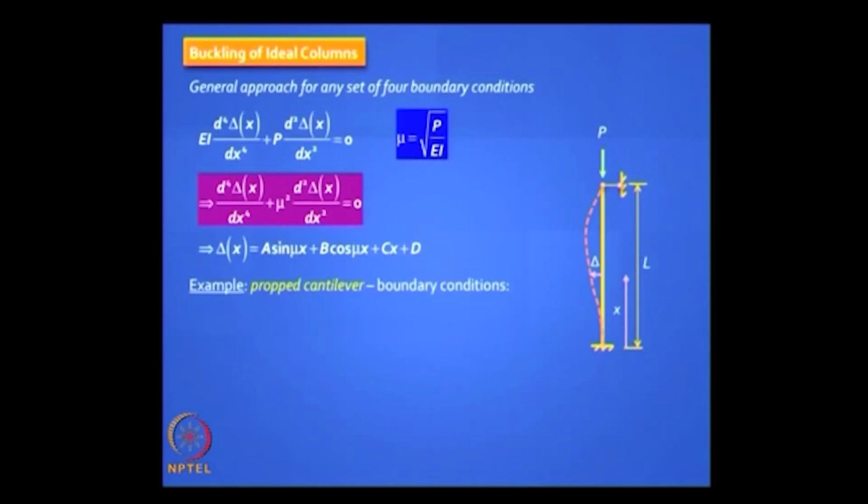At x equal to L? No. You are right, the fourth boundary condition will come at x equal to L. Can anyone tell me what that is? What is 0 at that end? Deflection you have already written as your third equation. Moment is. Curvature is? Why is curvature 0? Because moment is 0. So that's a tricky boundary condition.